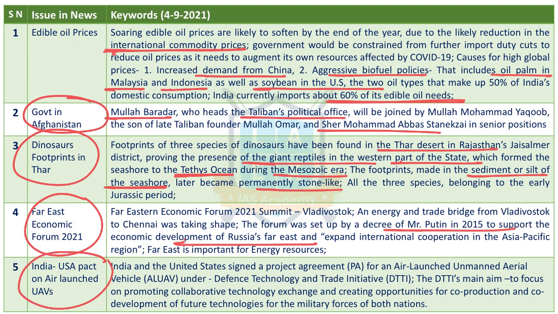Next issue is the USA and India pact on air-launched UAVs, unmanned aerial vehicles. India and the United States have signed a project agreement on air-launched unmanned aerial vehicles under the Defense Technology and Trade Initiative, DTTI. This DTTI's main aim is to promote collaborative technology exchange and create opportunities for co-production and co-development. That is, India and USA, both countries are jointly producing certain technology platforms such as UAVs. So this air-launched UAV project has been proposed under DTTI.